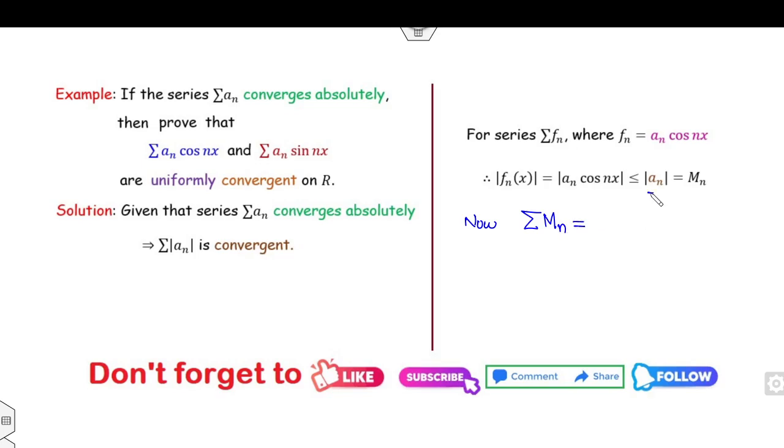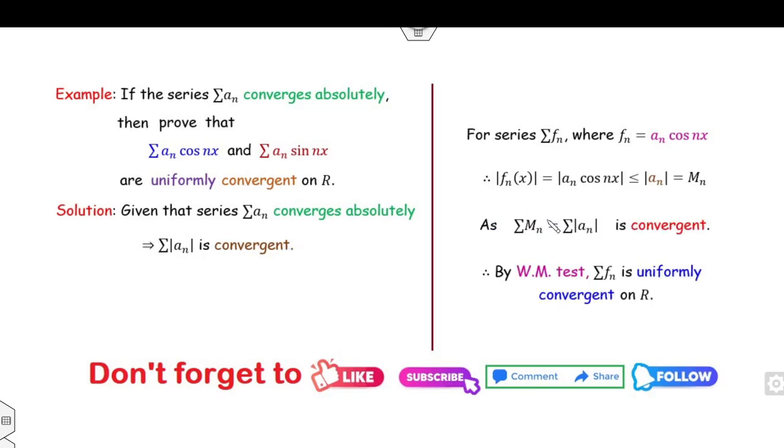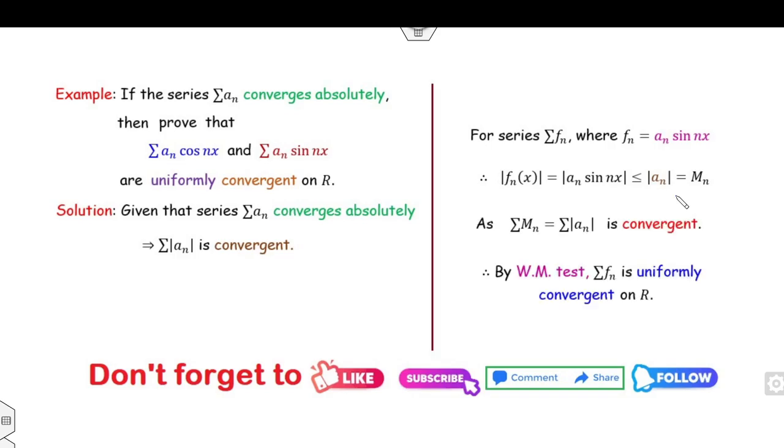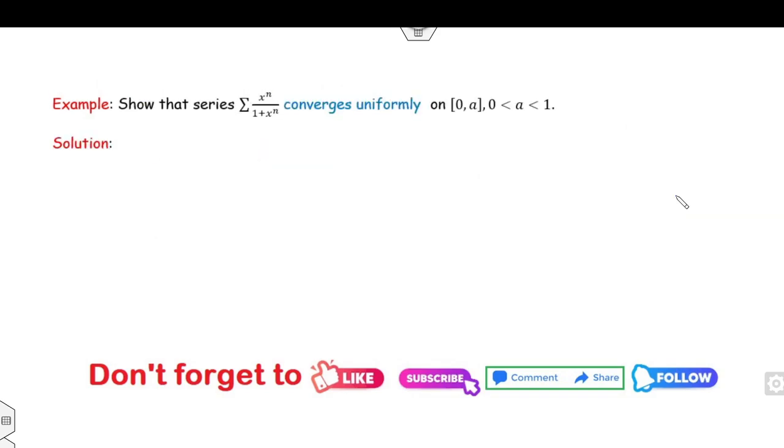So what is the Mn? And it is given that this series is convergent. So once the Mn is convergent, therefore by the M-test it is uniform convergent. Similarly, you can prove it for the other one. I consider this is my Fn. Again, instead of cos it is sine. Again, you will get the same expression, and hence it is uniform convergent.